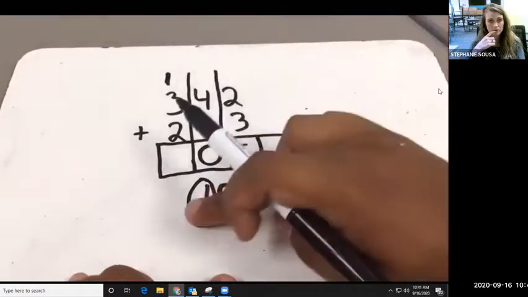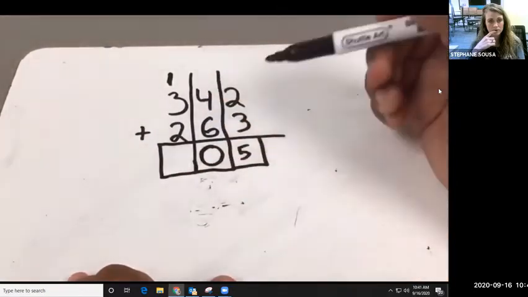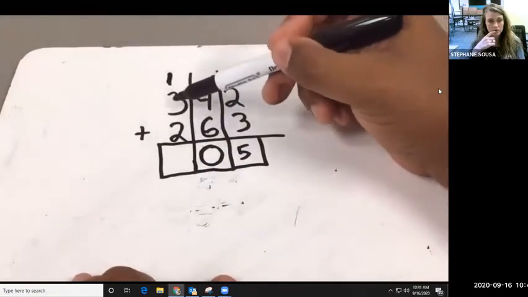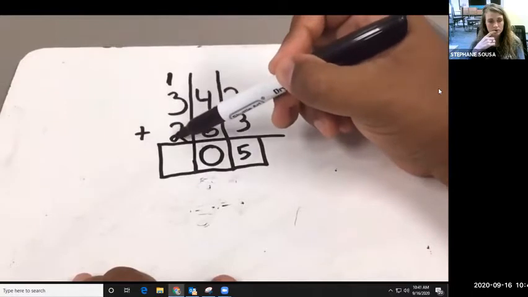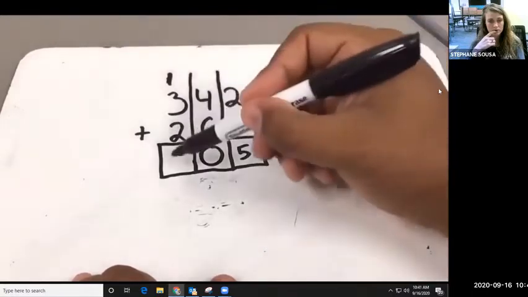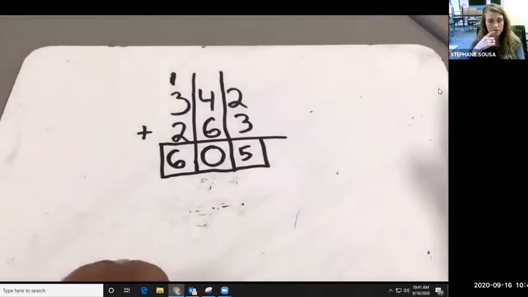Okay. So now what we want to do is add every single digit that appears in this section. So 3 plus 2 is 5. Plus 1, don't forget that 1, is 6. So my answer is 605.